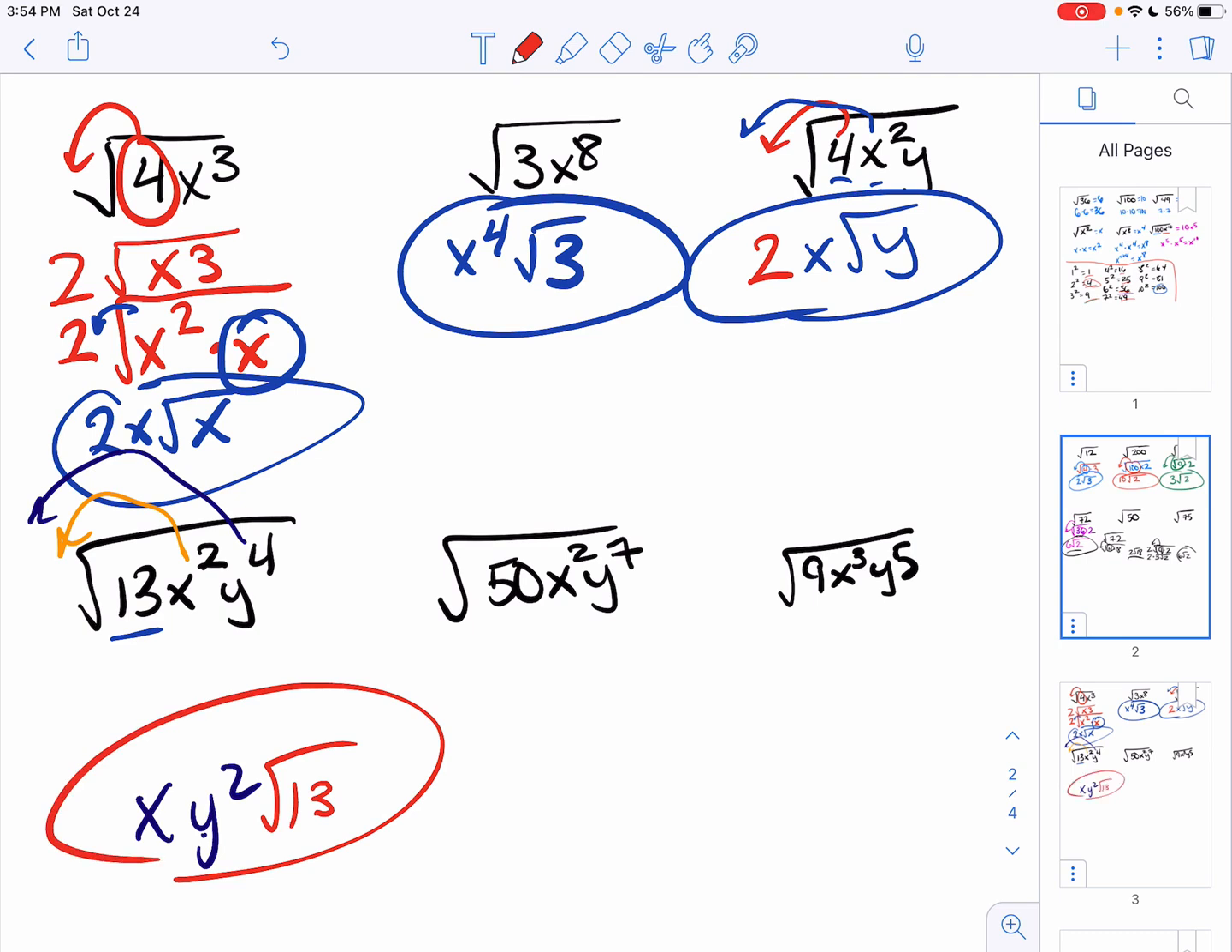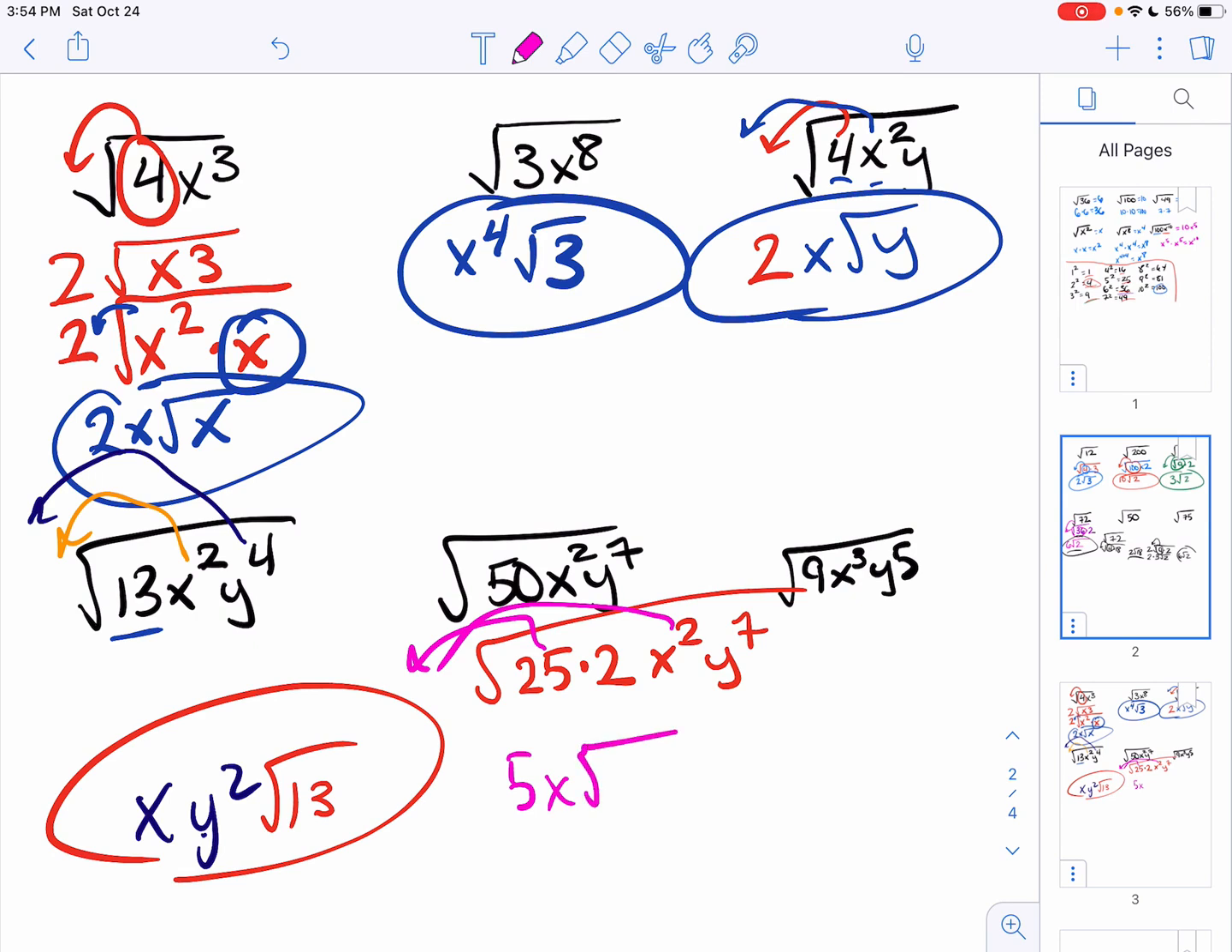All right, now this one. So 50 is not a perfect square, but I can multiply 25 times 2 to get to 50. Why would I do that? Because 25 is a perfect square. So I can take out the 25 as a 5. I can take out the x squared as an x, because the square root of x squared is x. And now, at this point, let's just rewrite what we have left in here so we don't get confused, because we can do this in steps if we want to. So now I have this.